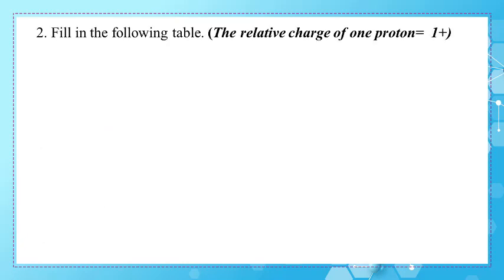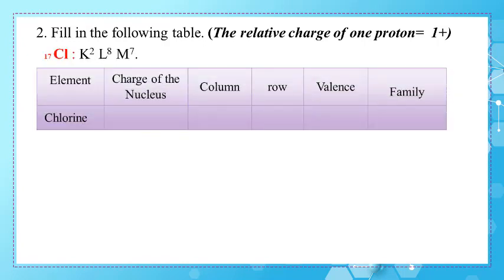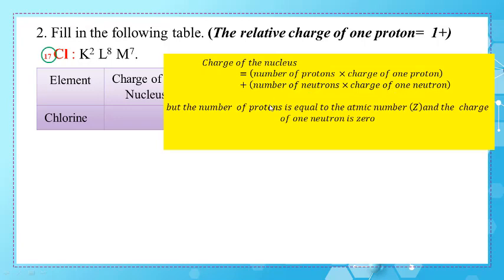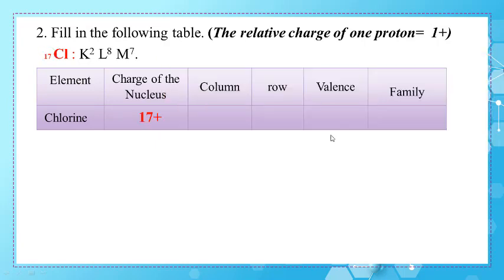Part 2. Fill in the following table, knowing that the relative charge of one proton is 1 plus and the electron configuration of chlorine is K2L8M7. Let's find the charge of the nucleus of chlorine. The charge of the nucleus is equal to the number of protons multiplied by the charge of one proton plus the number of neutrons multiplied by the charge of one neutron. But the number of protons is equal to the atomic number Z, and the charge of one neutron is 0, so the nuclear charge of chlorine is 17 multiplied by 1 plus 0, which is equal to 17 plus.